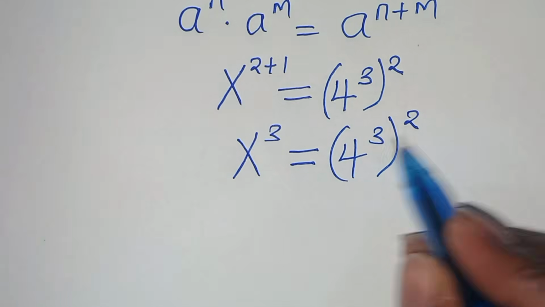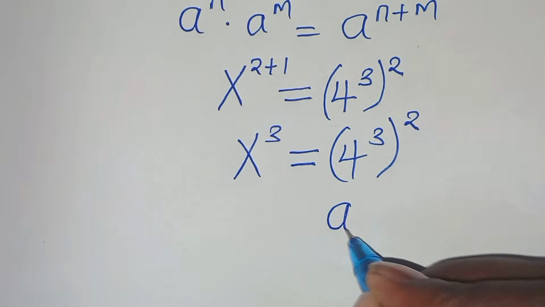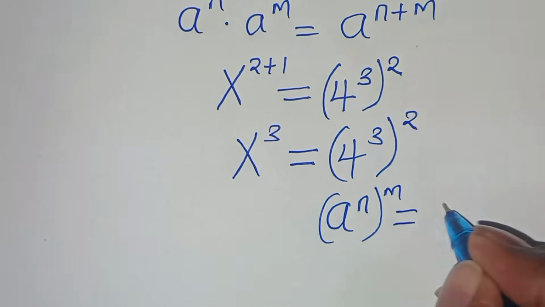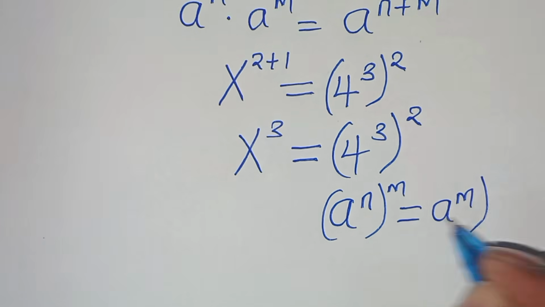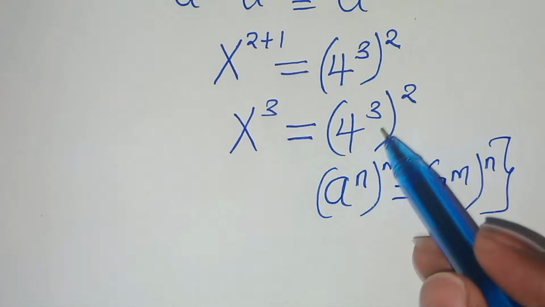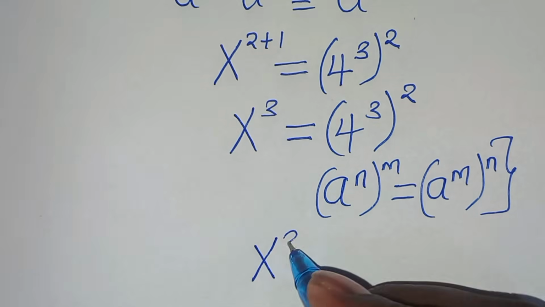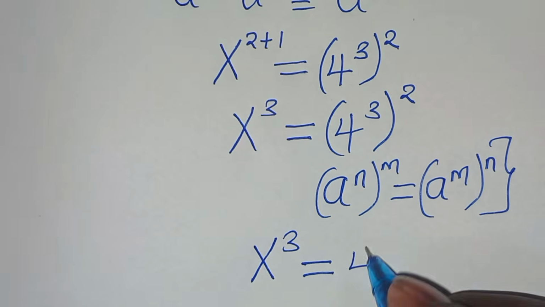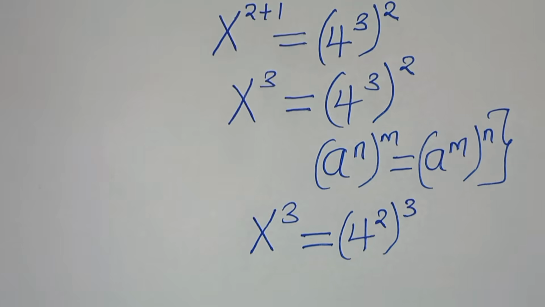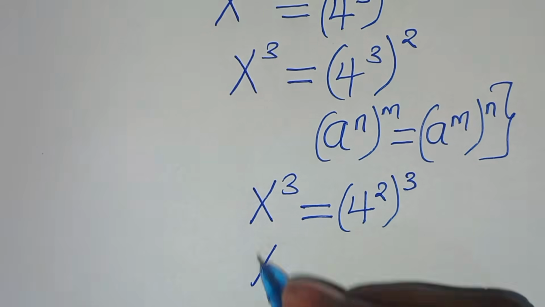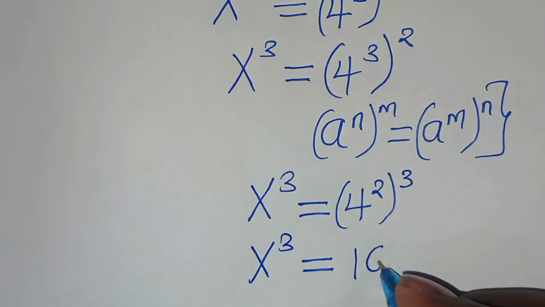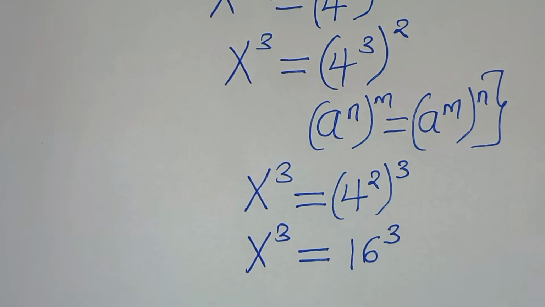We have that 4 to the power of 3 to the power of 2. This is in the form of a to the power of n raised to the power of m, which we can express as a raised to the power of m raised to the power of n. Now, here we swap the powers so that we have x to the power of 3 equals 4 squared raised to the power of 3. So we have x to the power of 3 equals 4 squared, which is 16, raised to the power of 3.